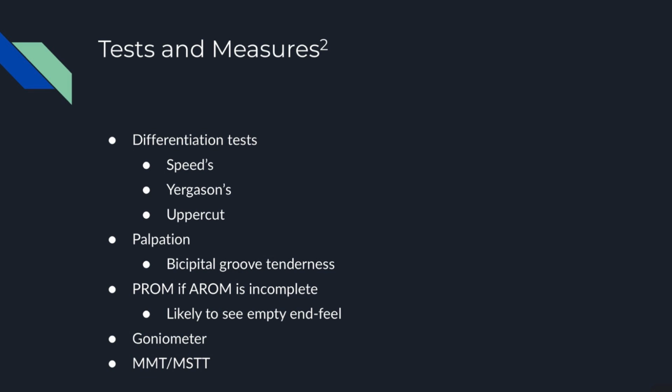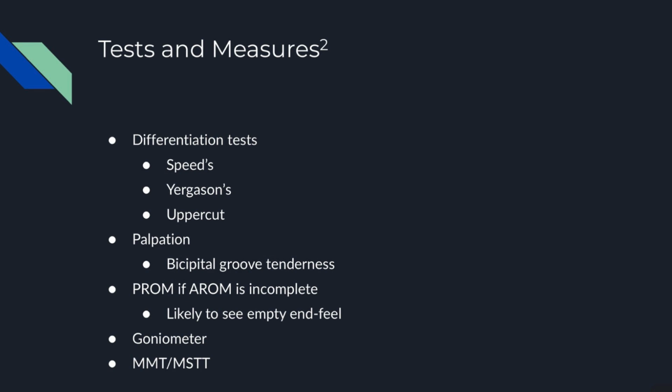Uppercut, which is a relatively newer one: the shoulder in neutral, elbow flexed to 90, forearm supinated, and they're bringing their fist up to their chin against resistance, and it's the same positive signs. But then palpation, just a note, the bicipital groove where you would be palpating becomes a little more accessible with slight internal rotation, just for clinical purposes.